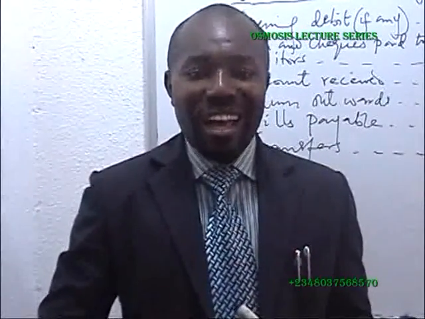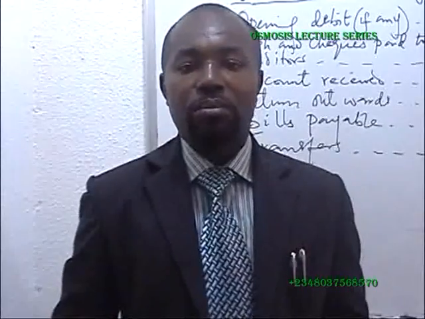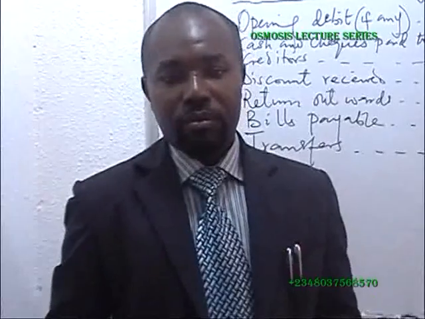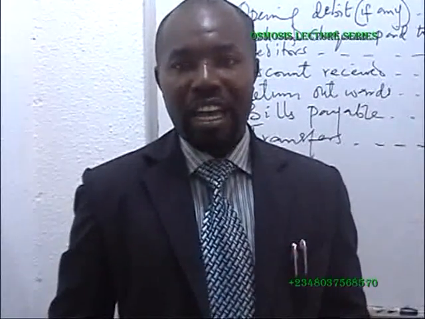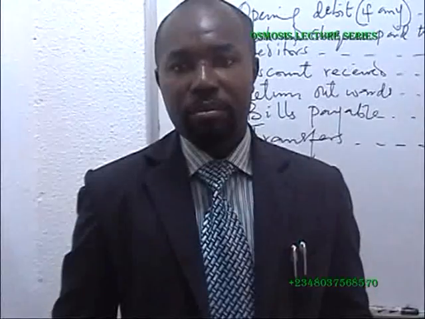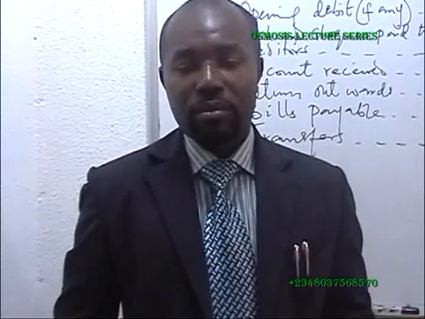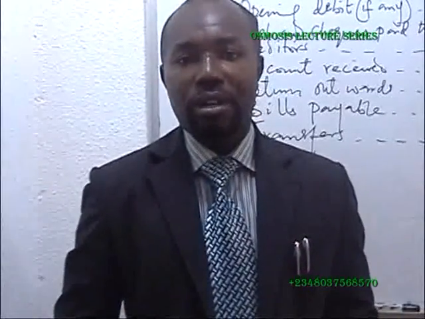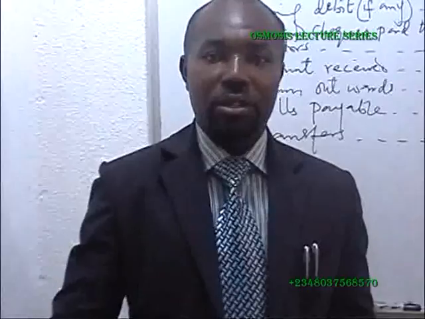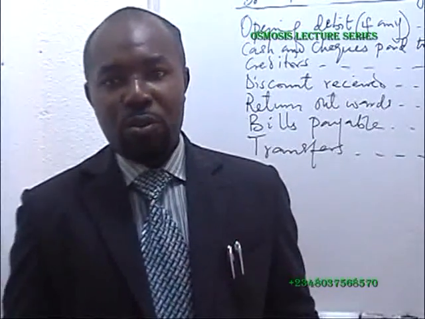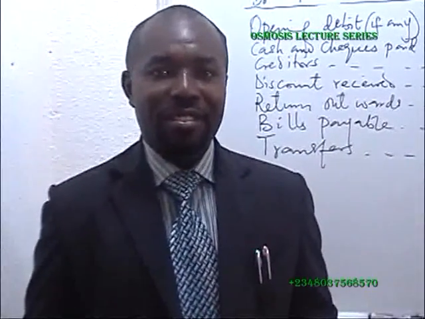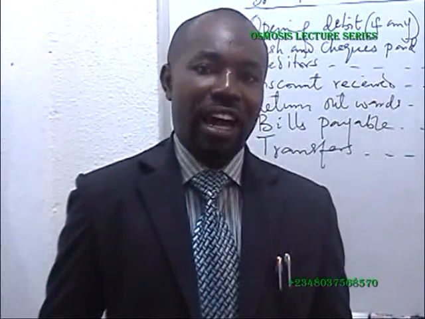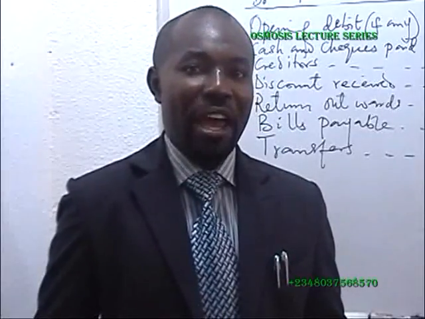3, cash payment to creditors. 4, cash receipt from creditors. So we have seen information that would help the senior account clerk or the chief account clerk prepare control account.